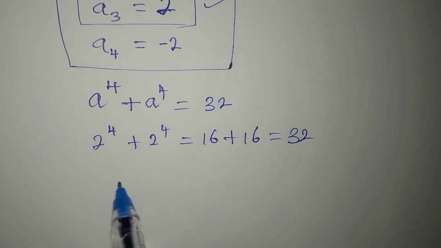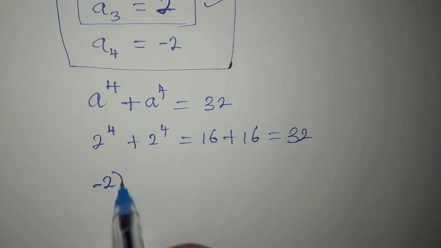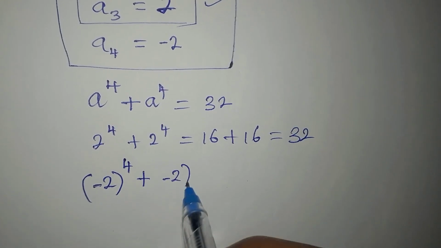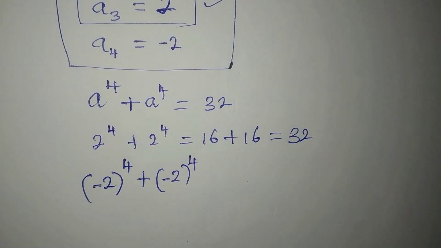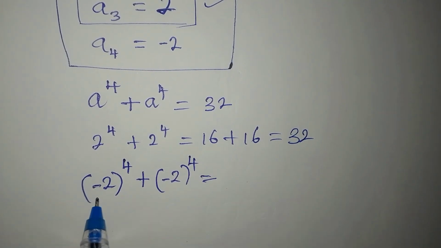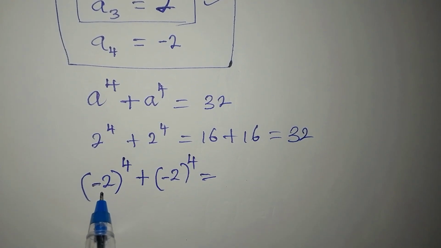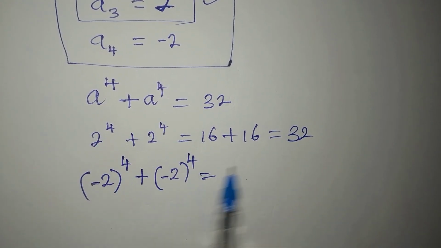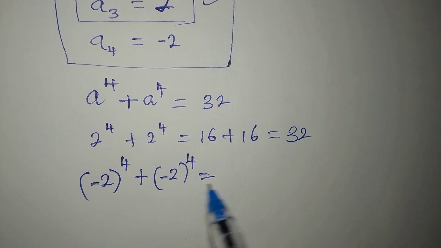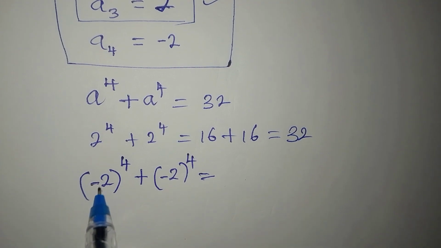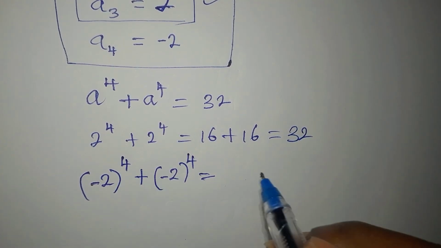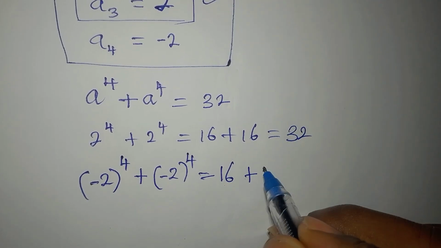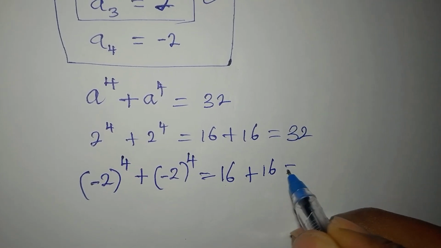So if I put minus 2 in here, then we have minus 2 to the power 4 plus minus 2 to the power of 4. Mind you, if you have any number, whether negative or positive, raised to the power of an even number, it will give you a positive solution. So because this is negative and the power is even, we'll have positive 16, plus this is also giving us positive 16, and everything is 32.